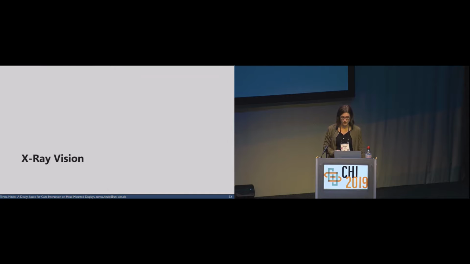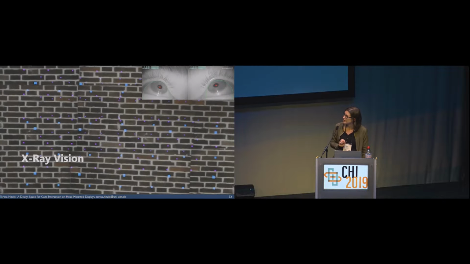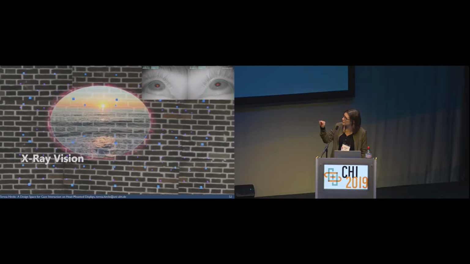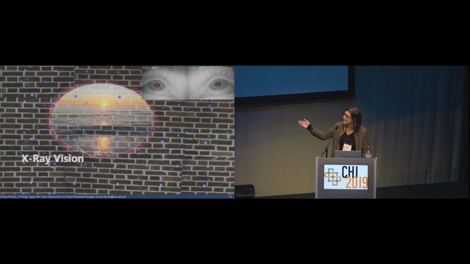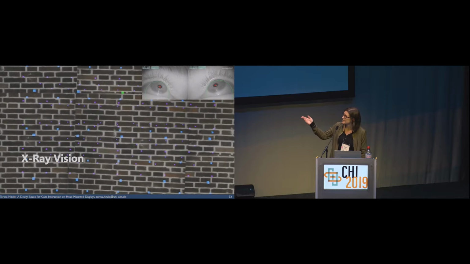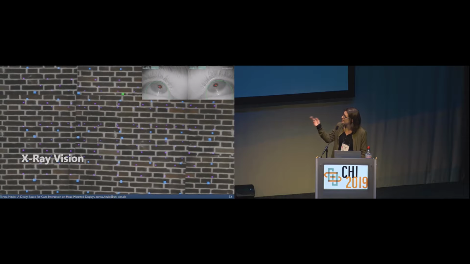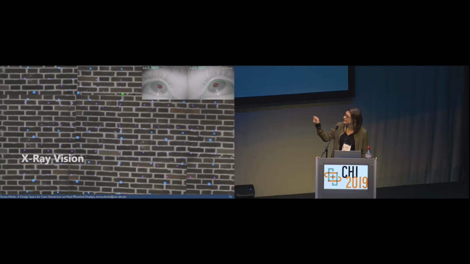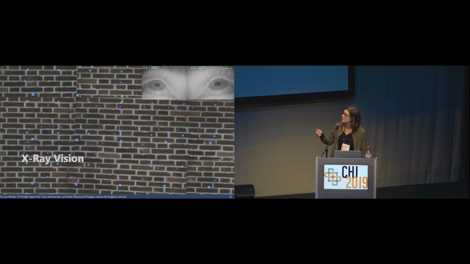So I'm going to show you a video. We call this application XRay-Vision. So now the person is looking at the wall, and you see the pattern. Now, if the person focuses behind the wall, we can see content that lies behind the wall. In our case, it was a beach. And then when the person converges the eyes again, the content disappears, and the person sees the wall. And now the content behind the wall again.